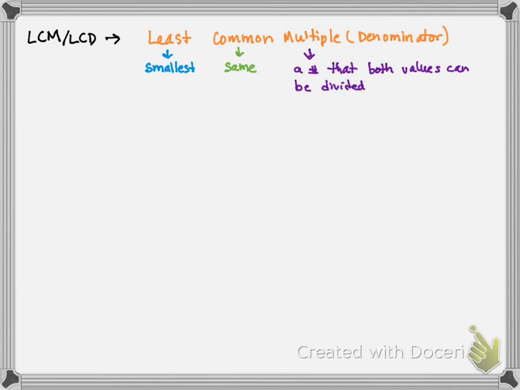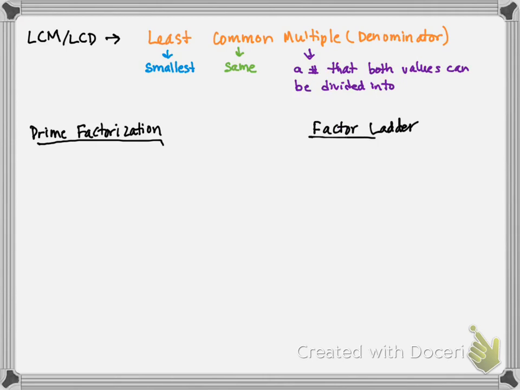Okay? So, let's use those same two strategies of prime factorization and the factor ladder. Both of these are still dealing with factors, okay? So prime factorization, back to the same drawing board. We've got 24, and we've got 36.